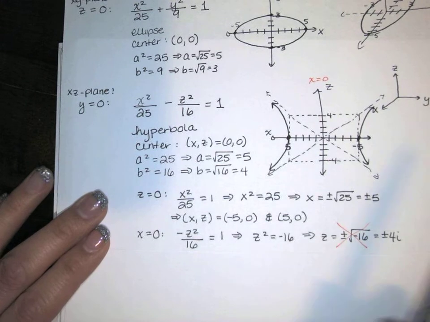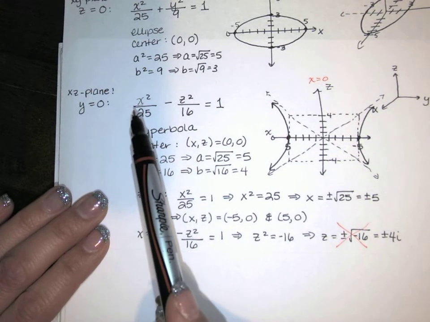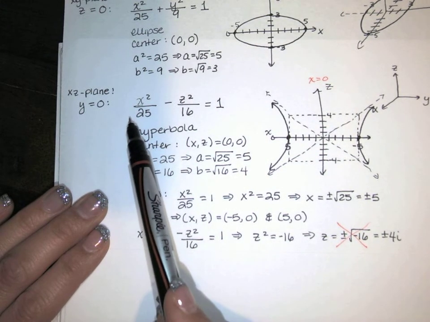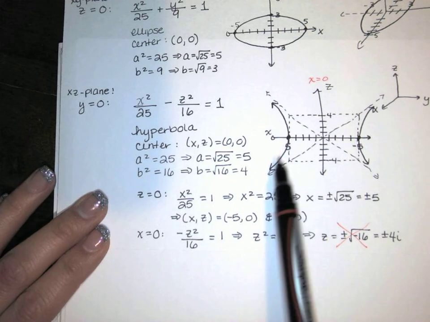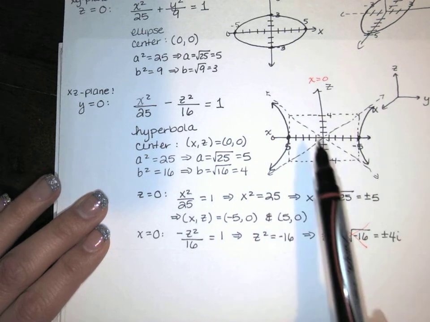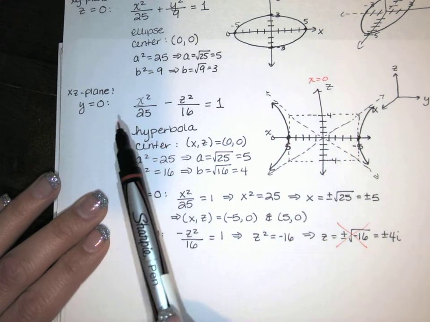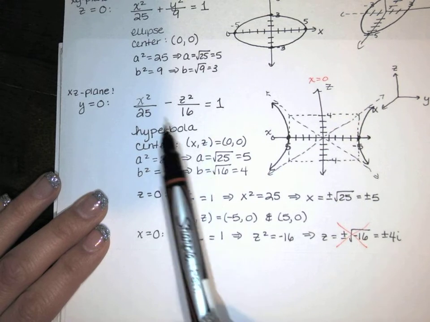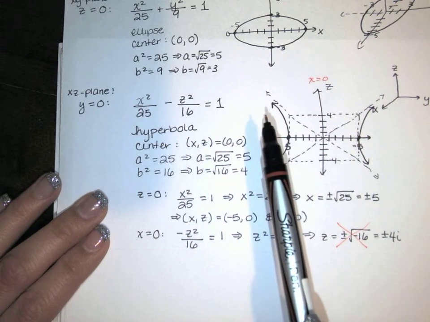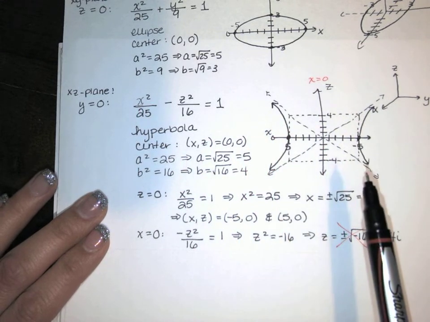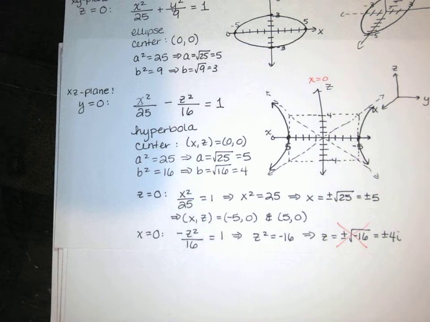So we notice a pattern. Whichever term is positive, the branches of our hyperbola are going to open on that axis. So this one is positive. It's got an x squared in it. So our branches open on the x-axis and not the other one.